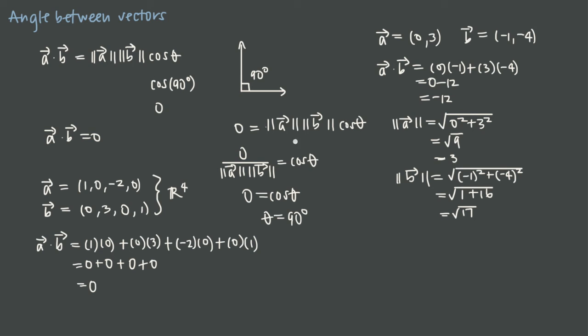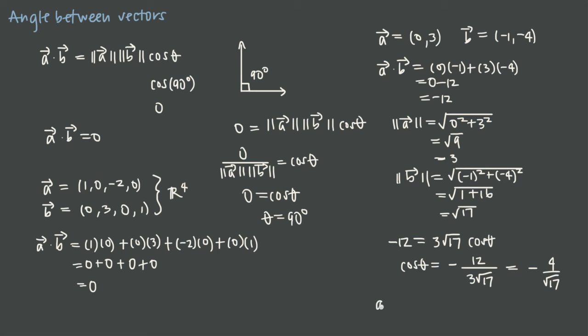So if we plug all these into our formula for the angle between vectors, we get on the left-hand side the dot product of -12, which is equal to the product of the two lengths, 3 root 17, times cosine of theta. So to find cosine of theta, we just divide both sides by 3 root 17, so we get -12 over 3 root 17. If we divide both the numerator and the denominator by 3 to simplify it, we get -4 over root 17.